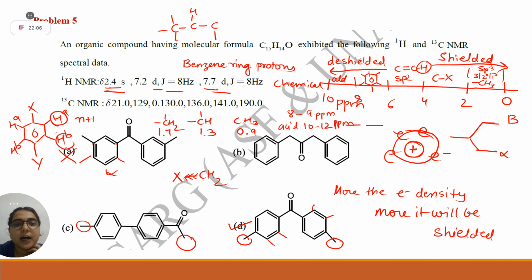Now tell me, among 7.2 and 7.7, let me mark. This is your A and this is your B. HA proton is which proton, chemical shift wise? 7.2 or 7.7? Let me tell you again. HA proton will be 7.2, HA or HB?